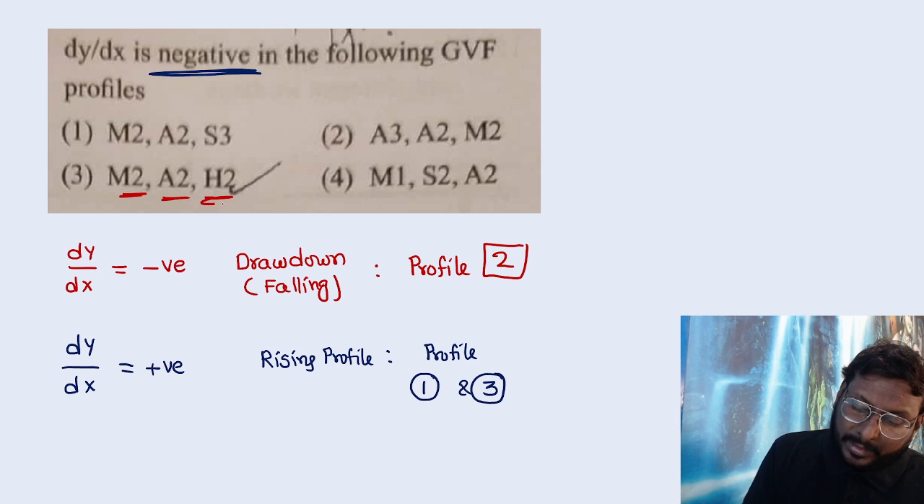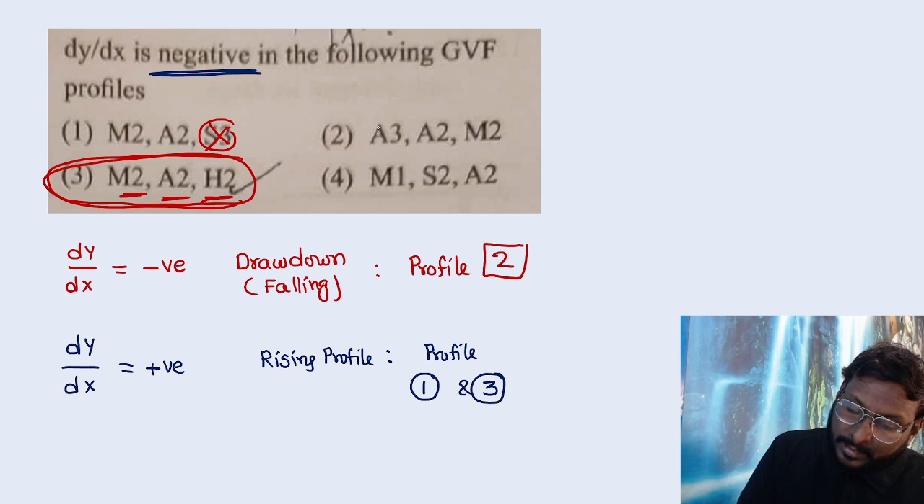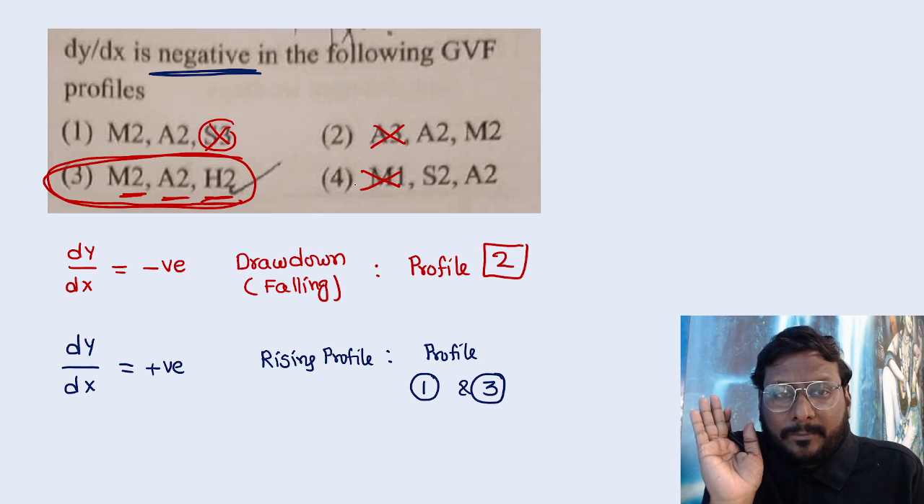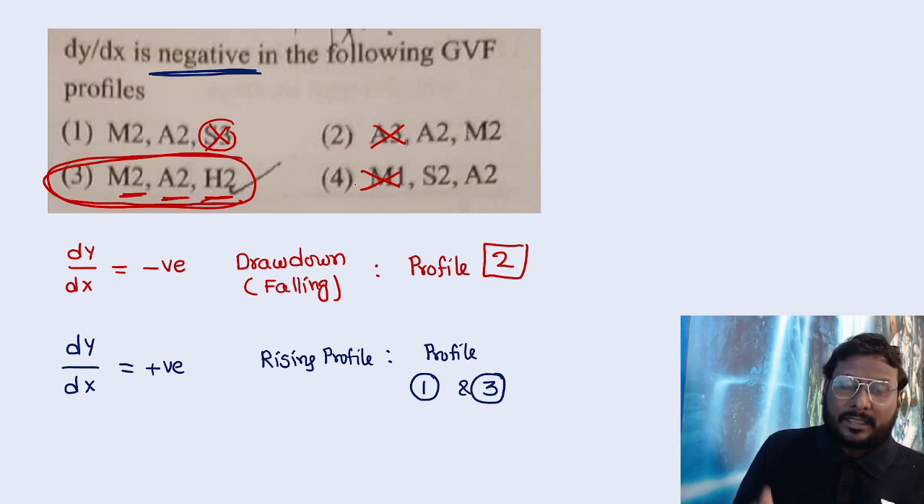M2, A2, H2, all carrying profile 2. Here S3 is wrong. Here A3 is wrong, M1 is wrong, because 1 and 3 profiles are rising profiles. Profile 2 is a drawdown, falling profile, negative profile.